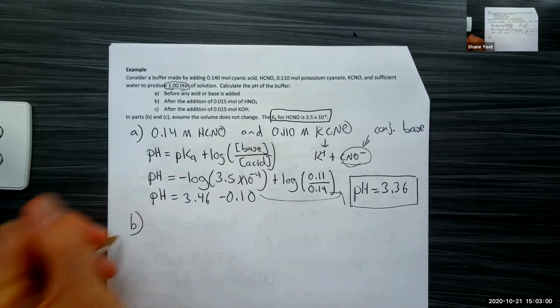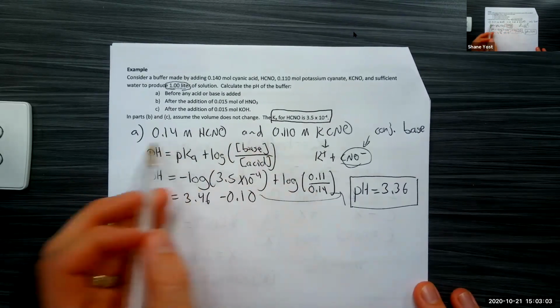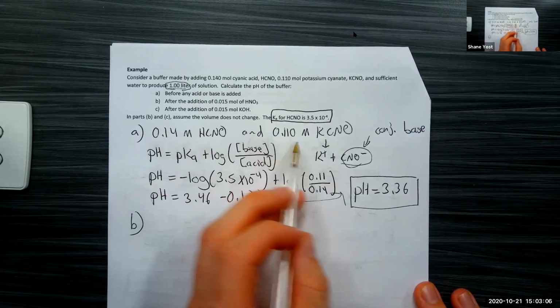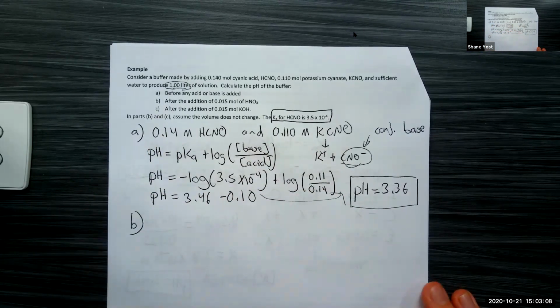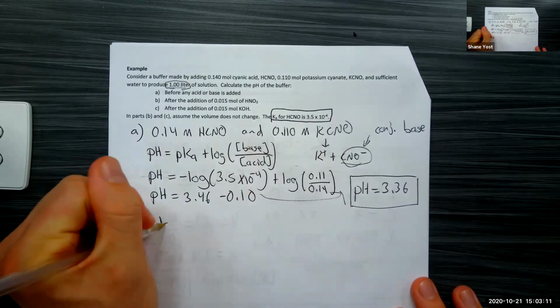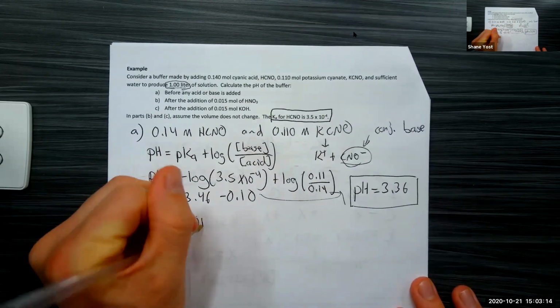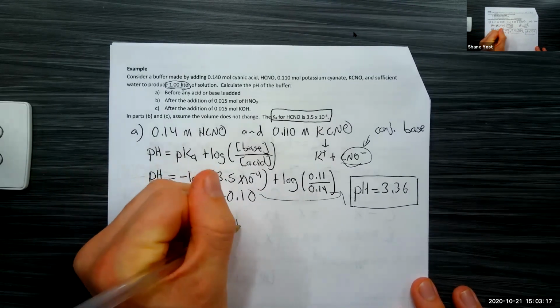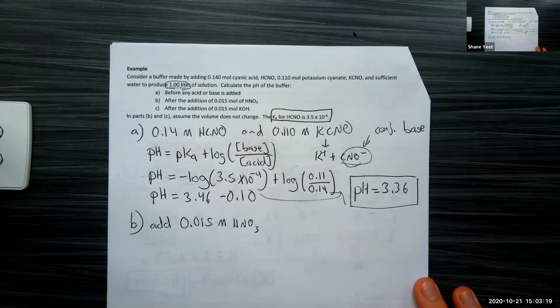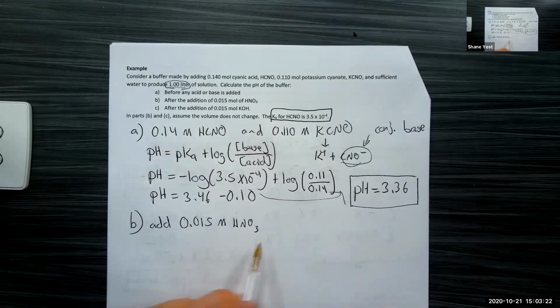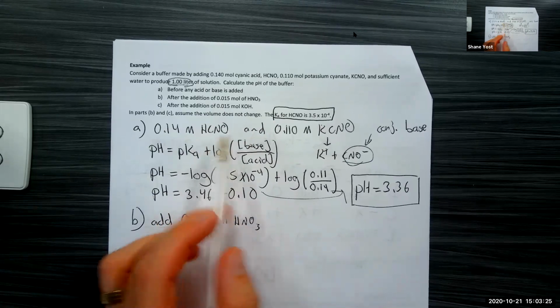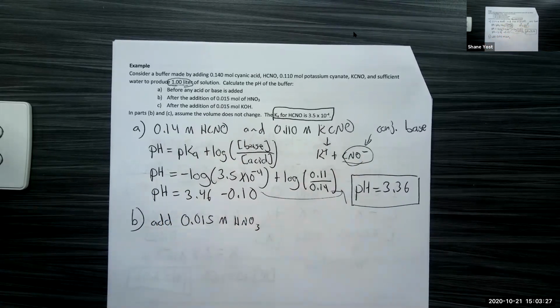For part B, I have the same initial concentrations, 0.14 molar of my weak acid and 0.11 molar of my conjugate base. In this solution, I add 0.015 molar HNO3. What is the HNO3 going to do in a solution that contains HCNO and CNO−? I have added a strong acid to a solution of a weak acid with its conjugate base. What is that strong acid going to do in that solution?